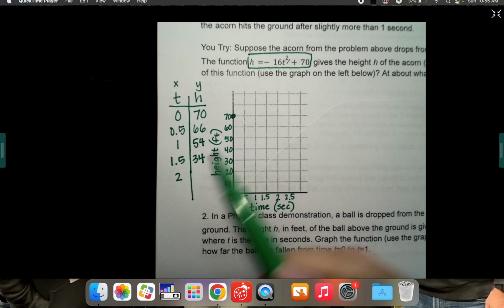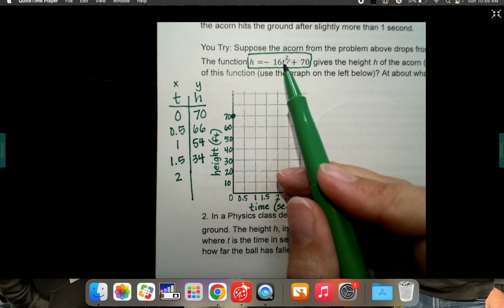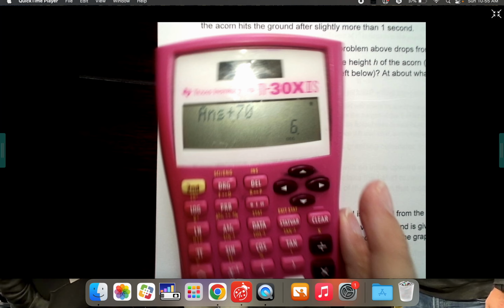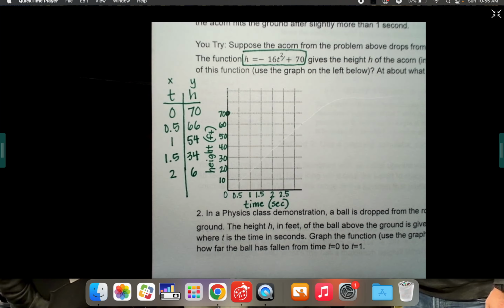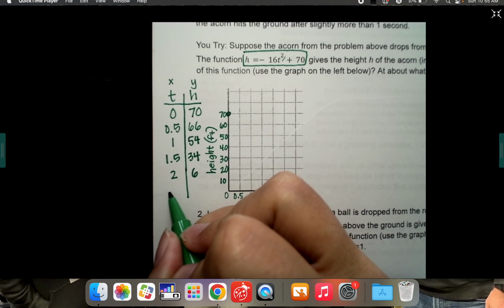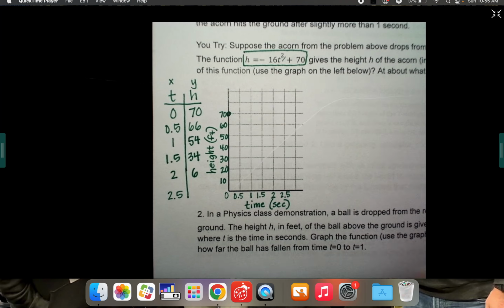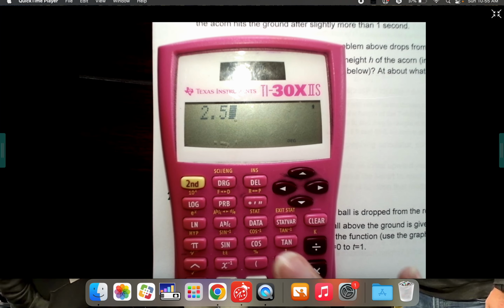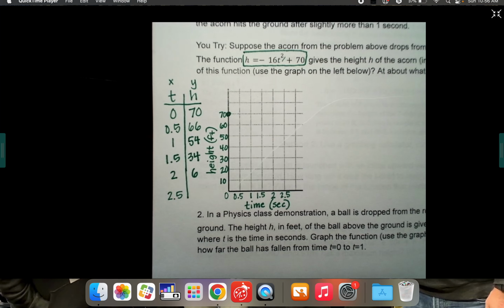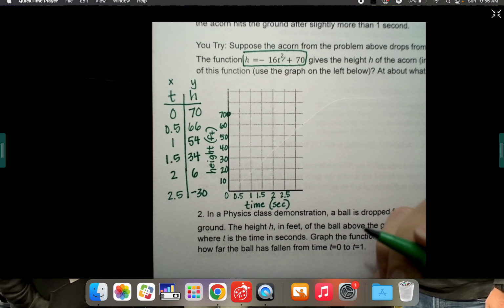Okay, and then let's try 2. 2 squared is 4. 4 times -16 plus 70 is 6. Okay, so we're getting very close to hitting the ground. We're now only 6 feet above the ground. So let's go to 2.5. I think that's going to be too much, but let's try. 2.5 squared times -16, yeah, plus 70. You're already at -30. And remember, we're not graphing negative heights because that's not possible. So 2.5 seconds is too long.